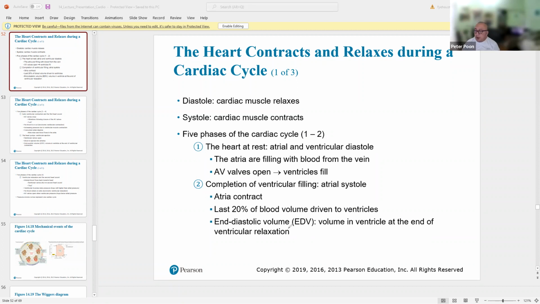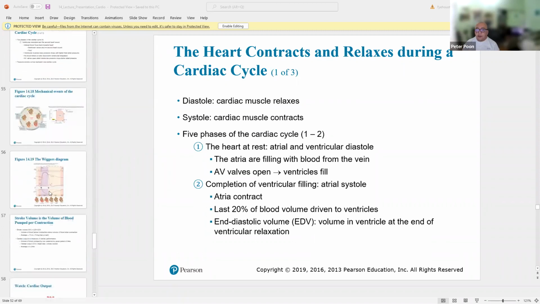Okay, and now we need to know what these terms are. The end diastolic volume is the volume of blood that's in the ventricles at the end of ventricular relaxation. So the amount of blood that's in the ventricles.